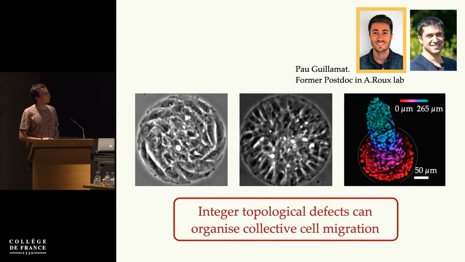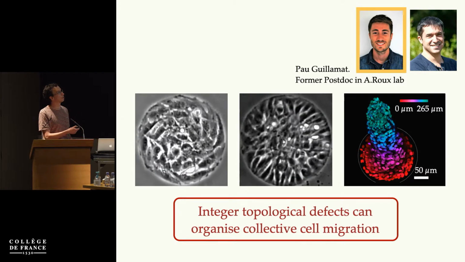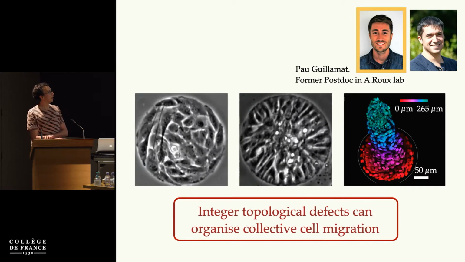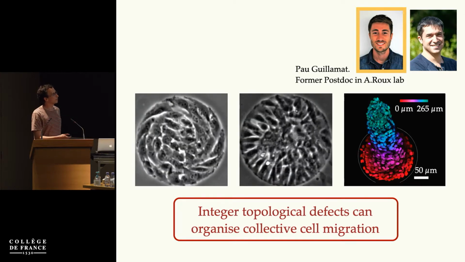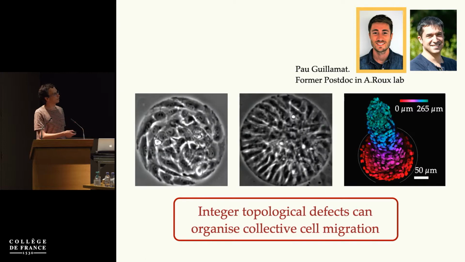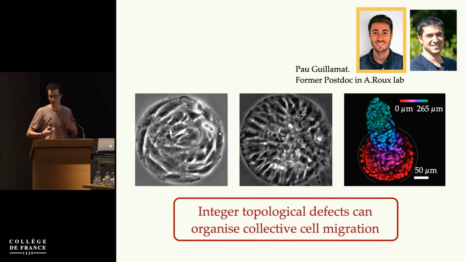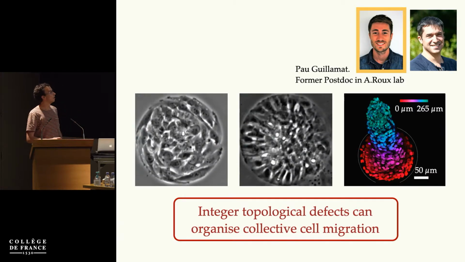So I would like to stress that the experiments that I will show you from now on were performed by Pau Guillemat, who was a former postdoc in the lab. And what Pau found in this system is that essentially there are three different dynamical phases. You have to remember that in this system there is cell division, so cell density increases from left to right.